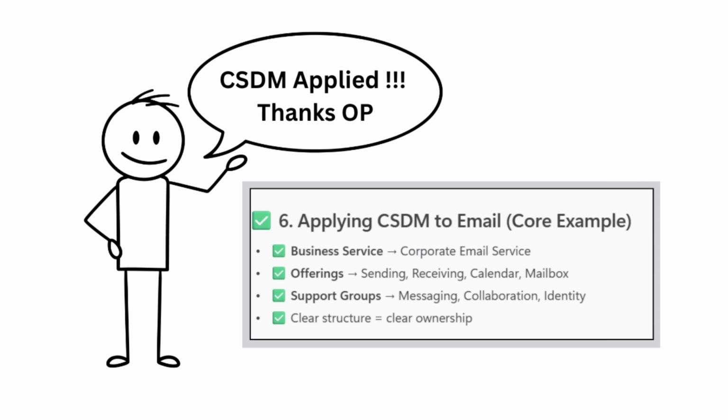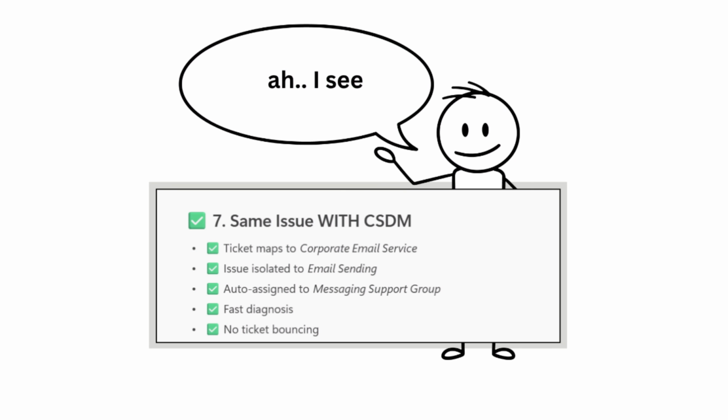Okay. So now I am going to replay the same user problem, but with CSDM now. The user again complains, my emails are not sending. In this case, the service desk agent maps the ticket to the corporate email service. The support team for this business service now checks the service properly. They check whether receiving is happening. Yes, it is working. Calendar is okay. Yes, it is working. Mailbox is working. Yes, it is working. Sending, no, we are not able to send the email. So they now know the issue and they can easily isolate it.